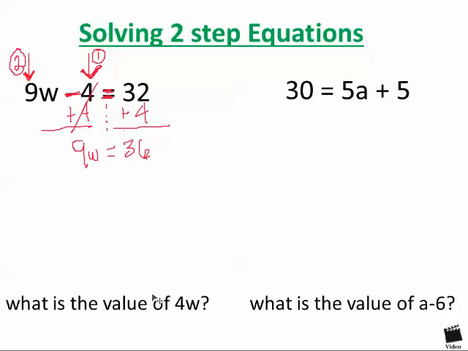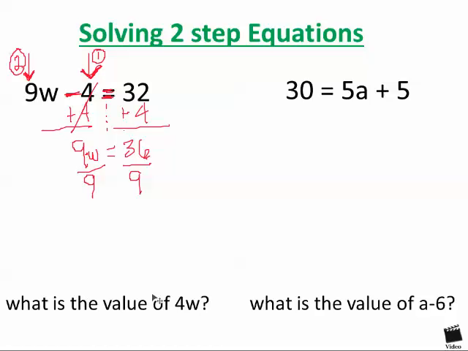I said at the top that we would get rid of the 9 second. And so we first dealt with the 4. Now we're going to deal with the 9. And we have to ask ourselves again, what is the 9 doing to the W? And I see multiplication here, that it's 9 times W. And I know that division undoes multiplication. I will always use a fraction bar for my division. It just is much simpler when you're trying to do algebra.